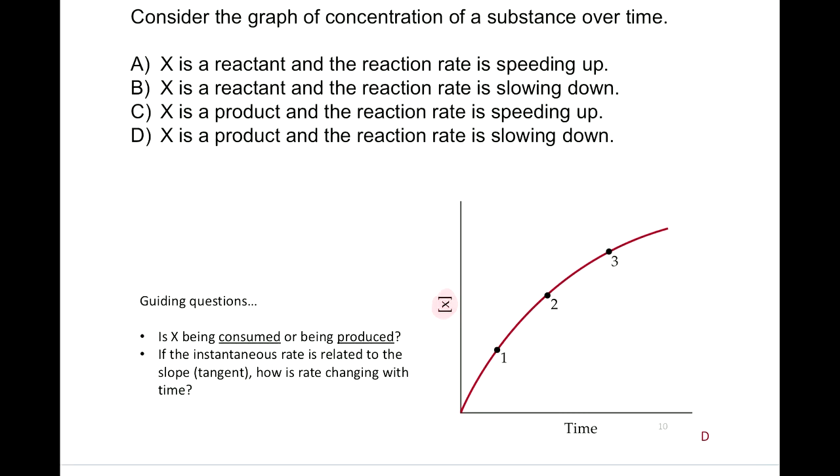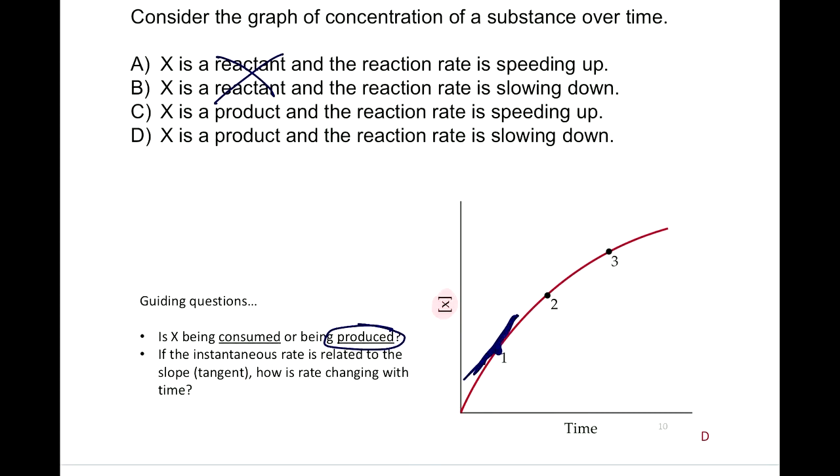Is X being consumed or produced in this reaction? Produced, so we can then go ahead and eliminate A and B. Cool. Now we need to decide, is the reaction speeding up or slowing down? So yes, the concentration's going up, but rate is not concentration. Rate on this graph is actually what property of this graph? It's the slope. So let's look at point 1, which has an instantaneous slope, a tangent that looks like this.